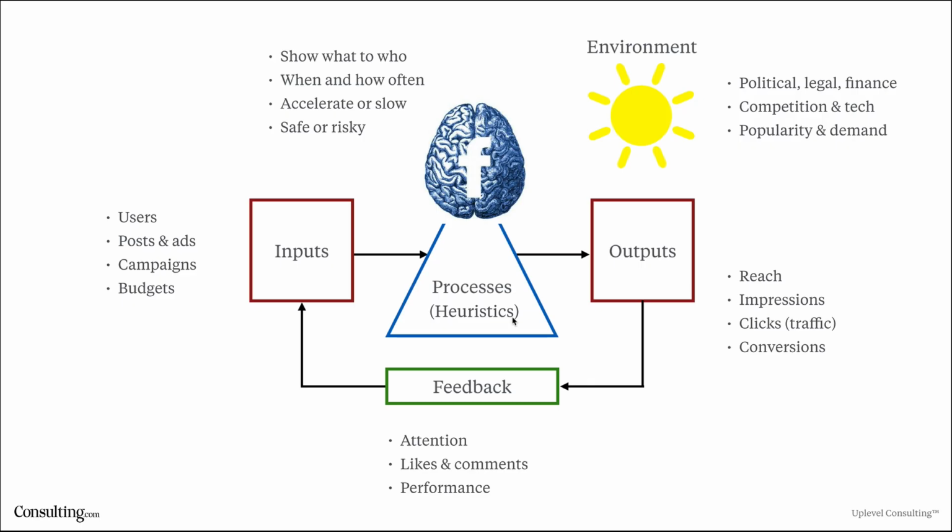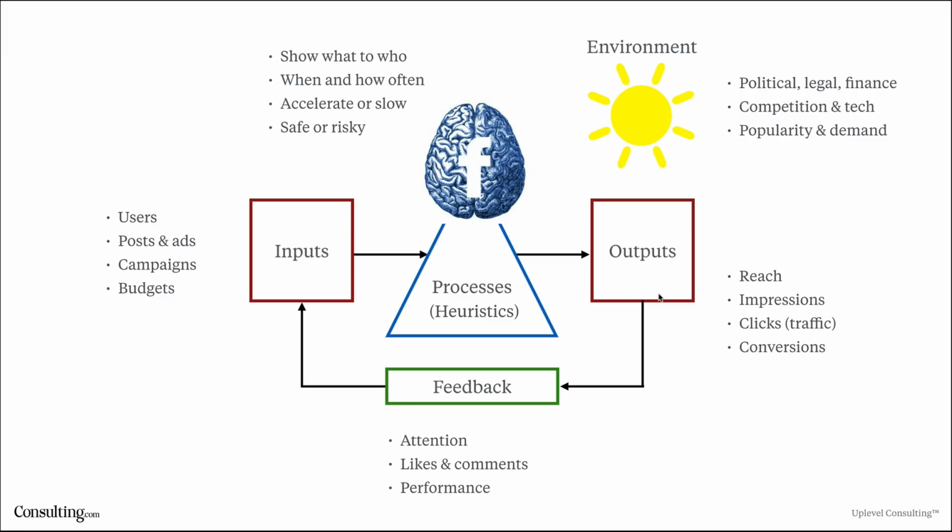And the algorithm is trying to figure out what to show to who, when, and how often, and then should we accelerate it or slow the delivery? And is this advertiser safe or risky? Should we trust them or not trust them? It's trying to do a whole bunch of things, billions of them, all the time.